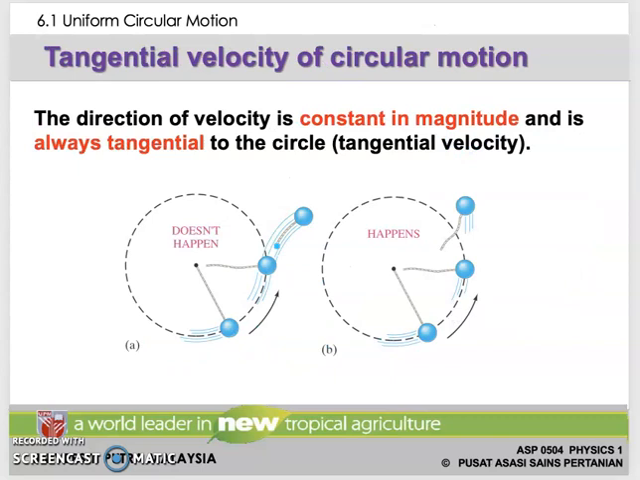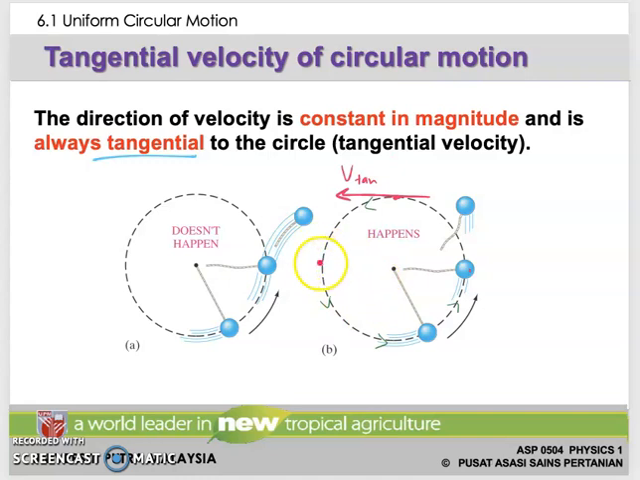The velocity is constant in magnitude and is always tangential to the circle. What on earth is tangential? Tangential basically means a straight line. So, for example, this guy is moving this way, the circular motion is this way, so you know that the velocity is tangential. If I am interested in this point, what is the velocity at this point? The arrow should be like this, touching the point that we are interested in. So this is my V tangential.